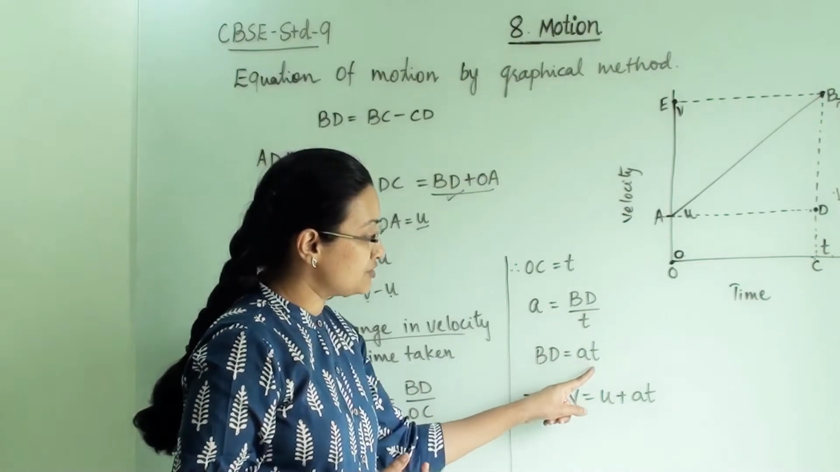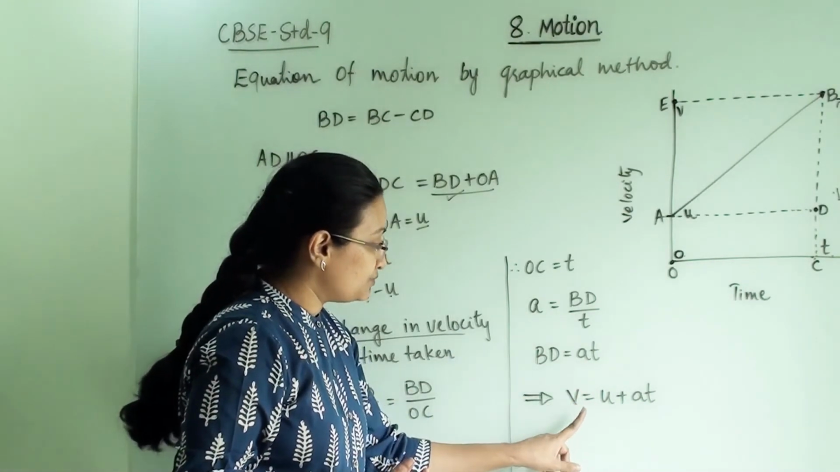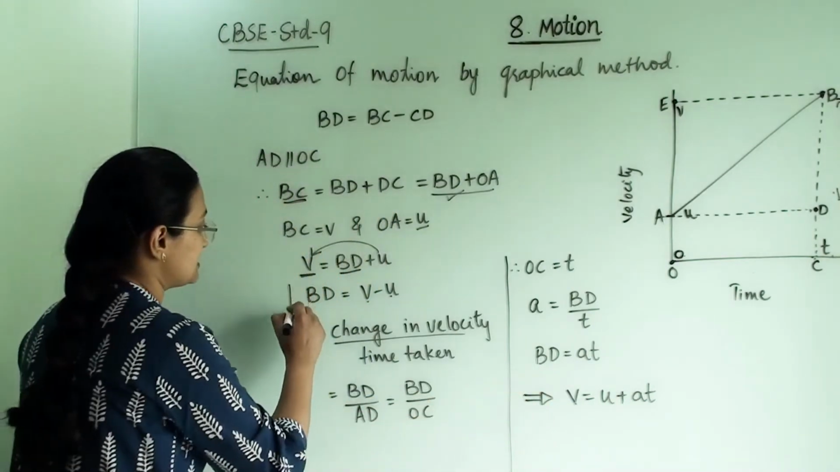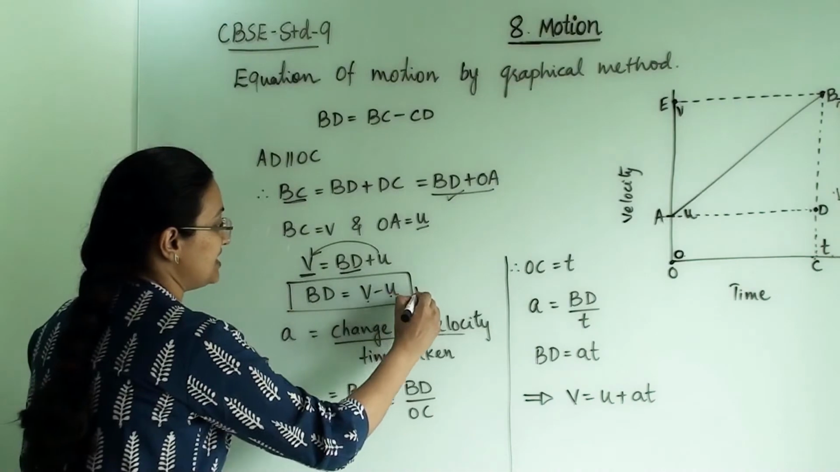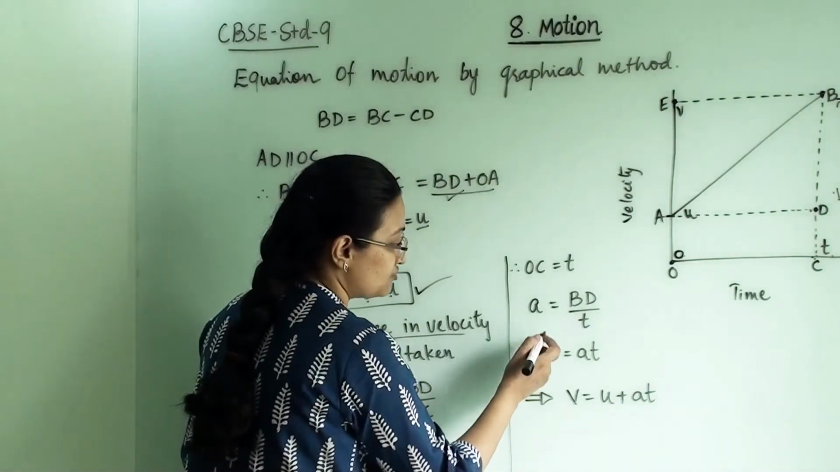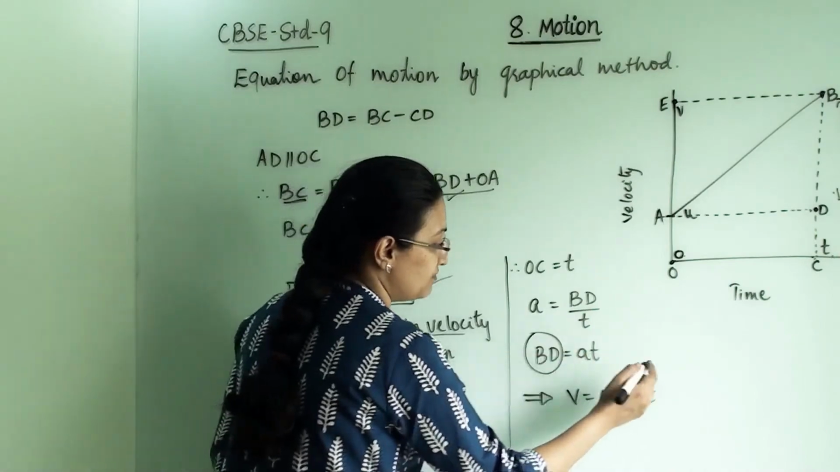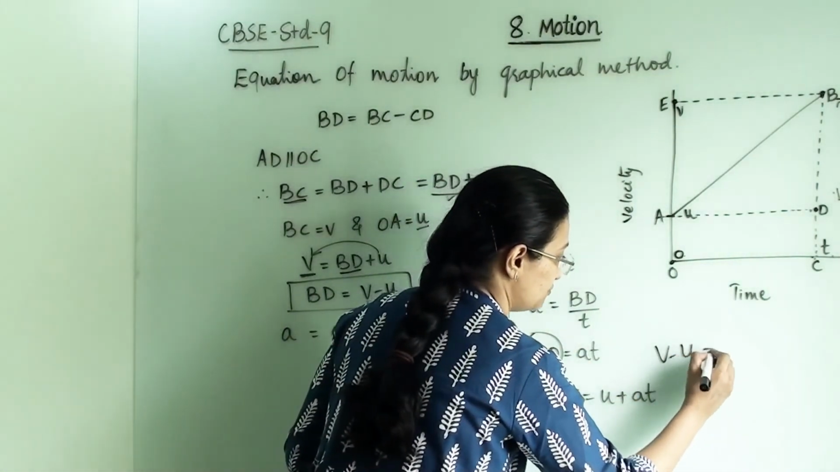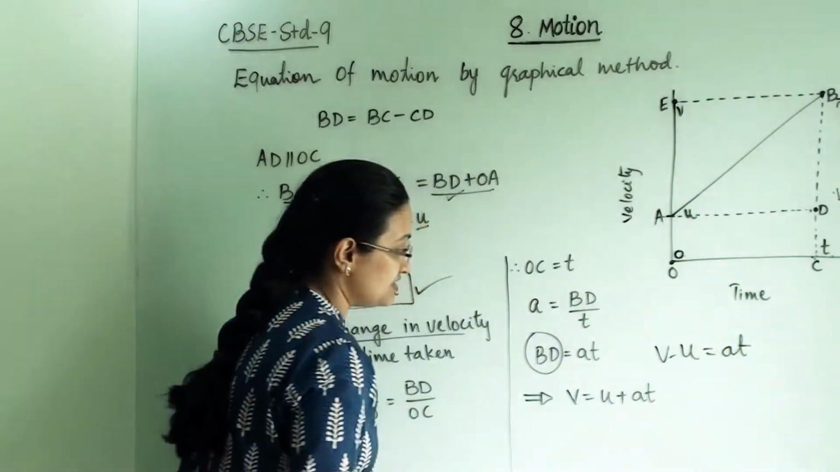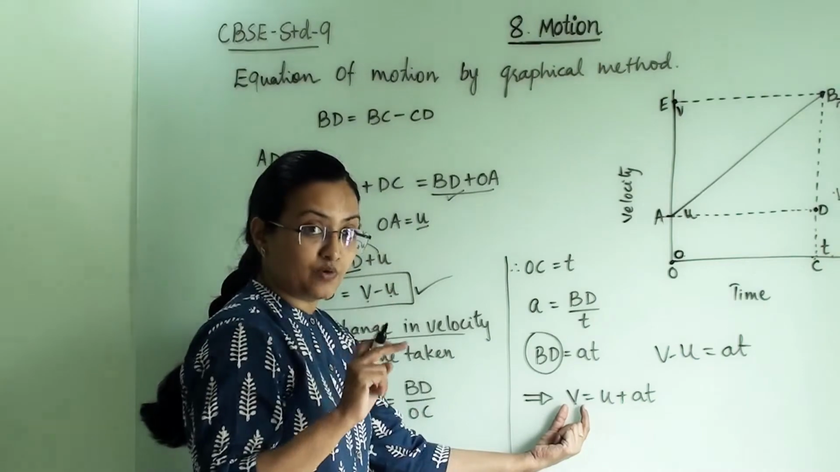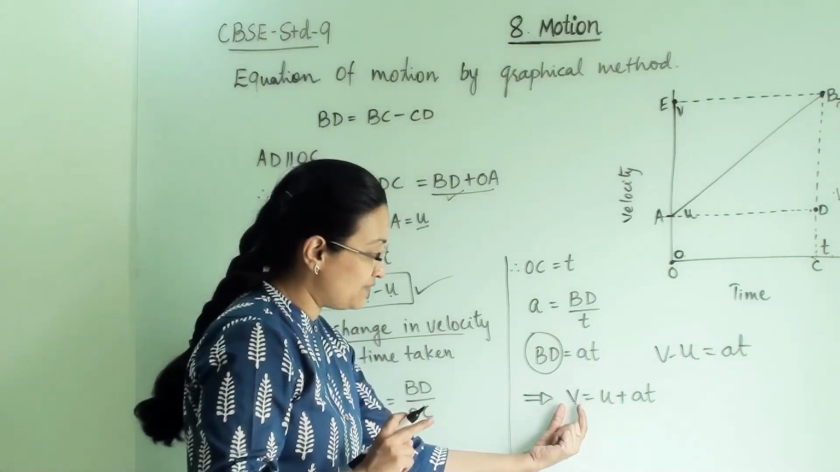So BD equals 80. Now, what is BD? BD is V minus U. So with BD we will put V minus U, and we will get V minus U equals 80. Now let us frame the equation with respect to V, that is final velocity.